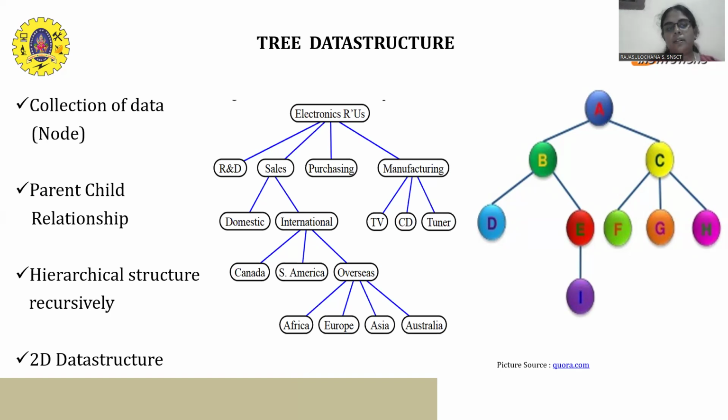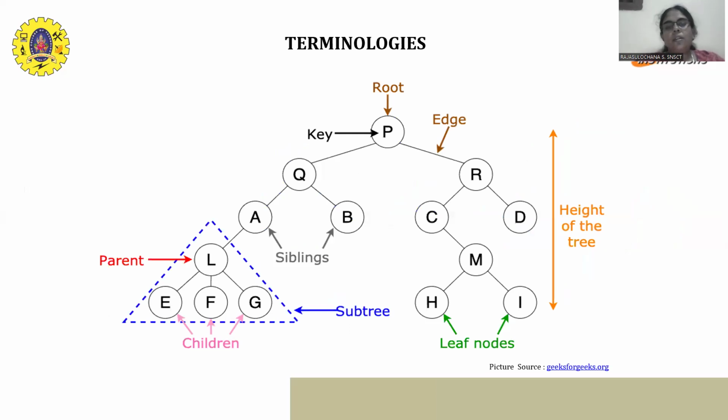This depicts the parent-child relationship in tree data structure. It follows a hierarchical structure, so it is also considered a 2D data structure. As I have said before, the first node is your key node or your root node, and the connection between two nodes is called an edge. Any part of the tree can be considered a subtree, and the last node in a particular branch will be the leaf node.